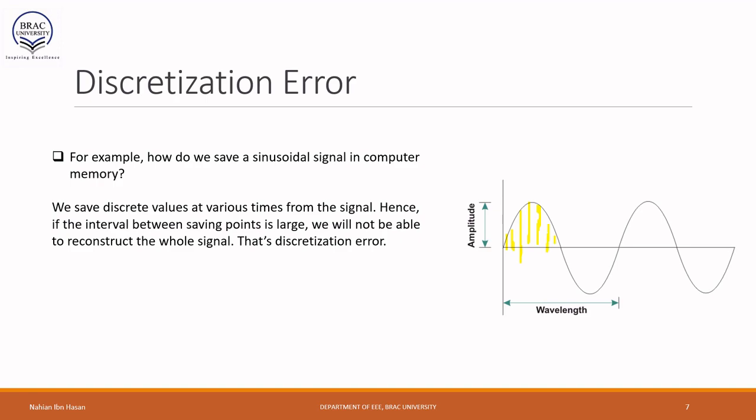So think about this. If you save many discrete points, whenever you want to redraw the waveform using these discrete points, you can easily reshape the curve in its original form. But if the number of discrete points is very low, you cannot redraw the true or original shape with those distinct points. And that's where the discretization error is. The more the discrete points are closer to each other, the less the error is. And that's how we define the discretization error.